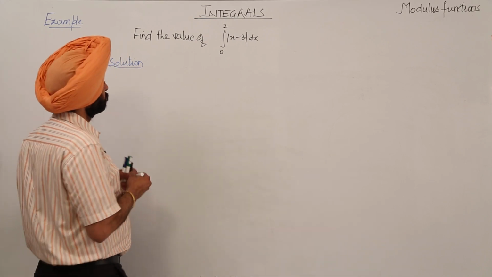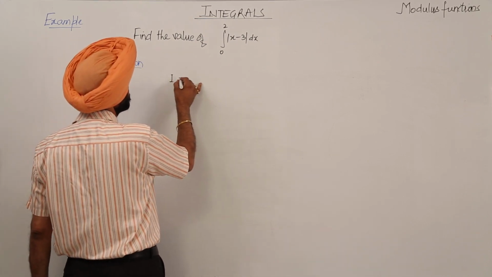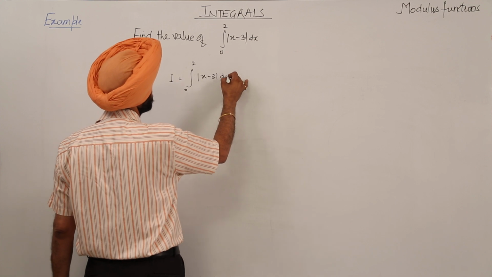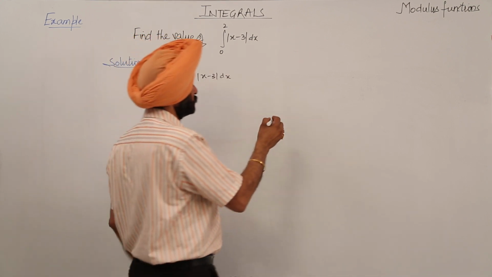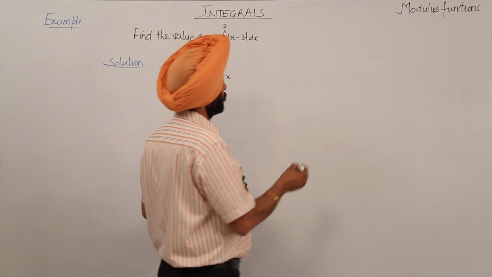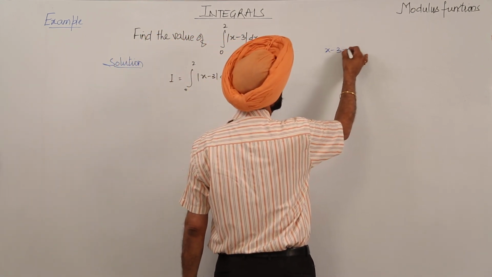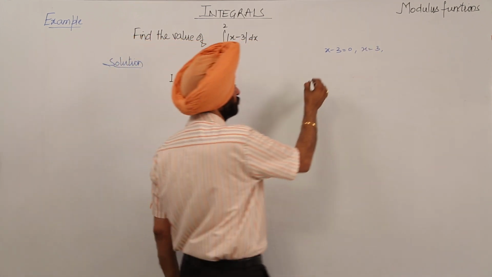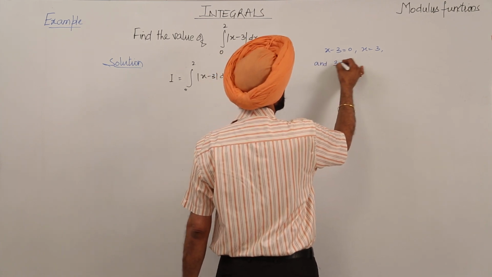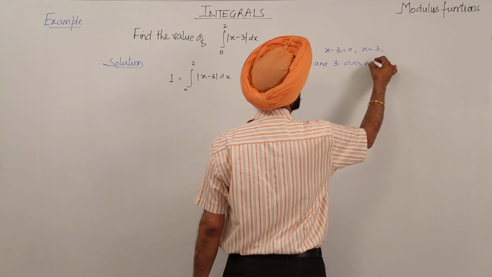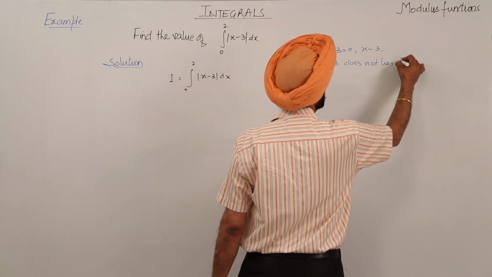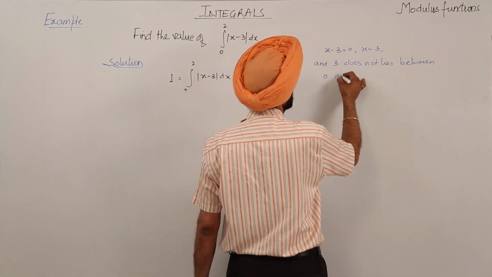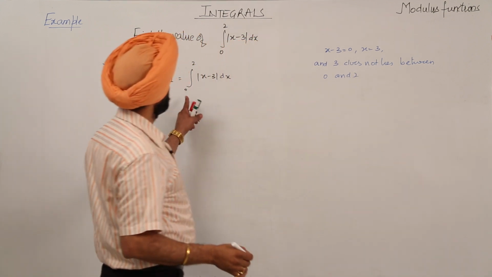In this example we are having lower limit as 0 to 2 for mod of x minus 3 dx. Now what new thing is there? Now just look here. If we are writing x minus 3 is equal to 0, x is equal to 3, okay, and 3 does not lie between 0 and 2, between lower limit and upper limit.